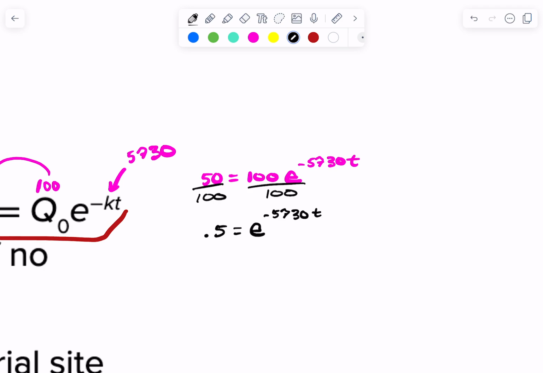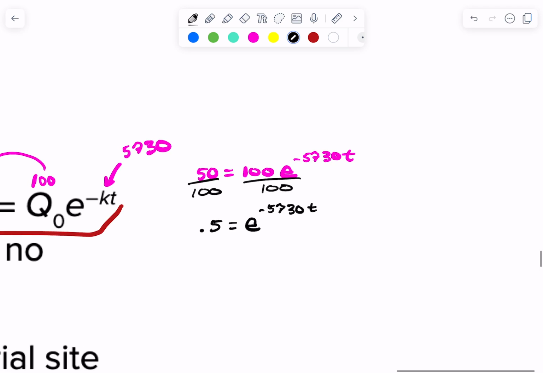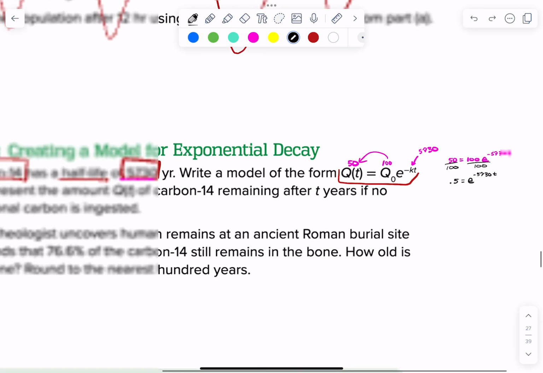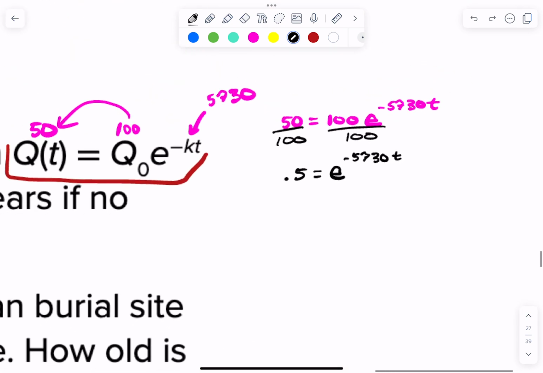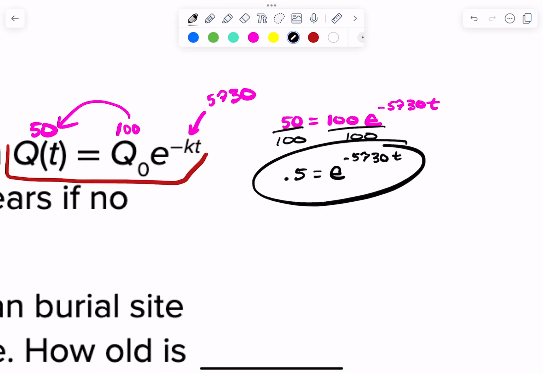Well, actually, t in this case should be 1. It should take 1 year for it to turn into 0.5. But they're just saying write an equation for it. So we've written an equation for it. T years later, if no additional carbon 14 is ingested, my equation should look something like that.